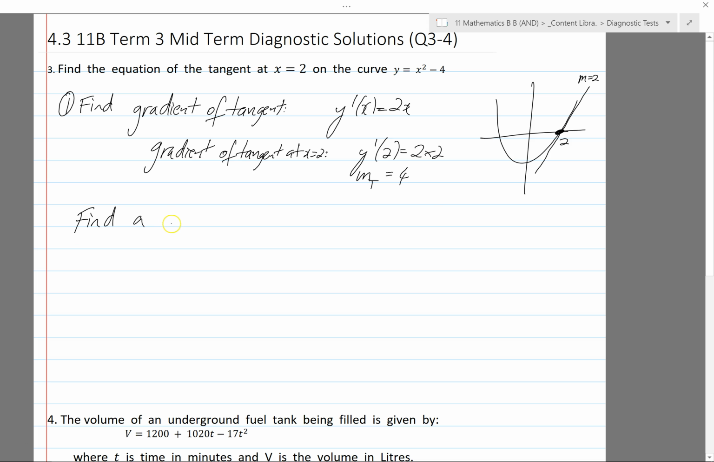Okay, so I need to find a point, and I'll do that by subbing in x equals 2 into the original equation to find how high that point is. So 2 squared minus 4 gives a y value of 0. So I know that 2, 0 is a point.